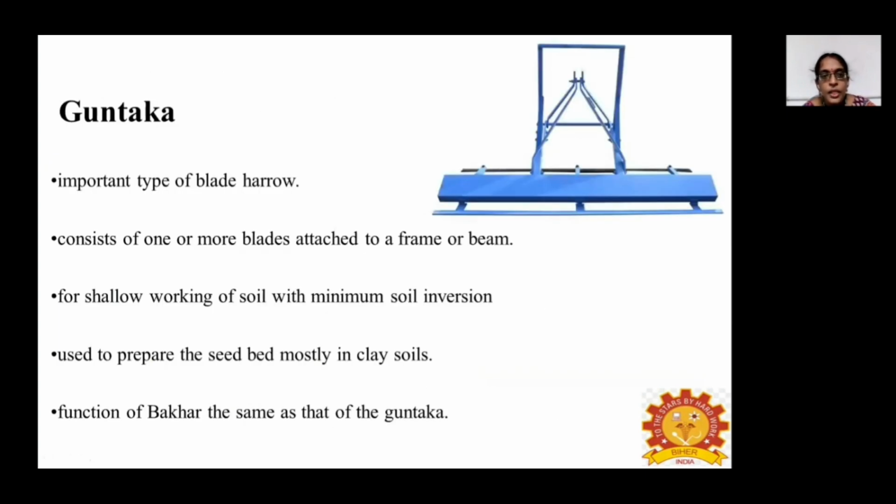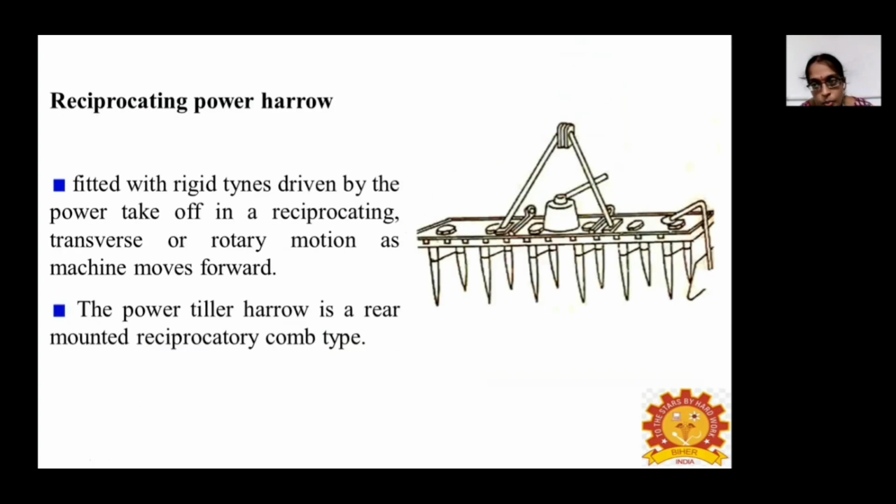And guntaka is an important type of blade harrow, and it consists of one or more blades which are attached to the frame or the beam. So this is a modification, where they have attached one or more blades to the frame, and it is used for shallow working operations, and at the same time to prepare seed beds, mostly in the case of clayey soils only. And the function of the bakar and the guntaka is always the same.